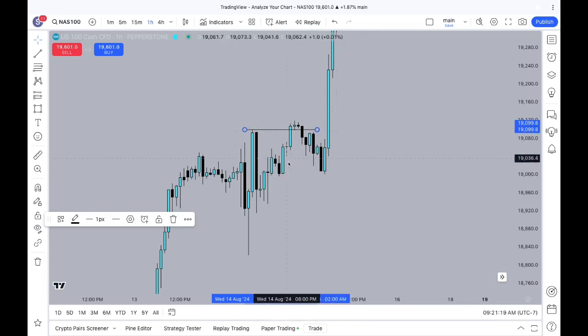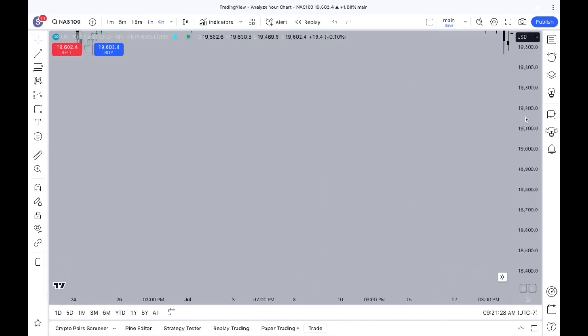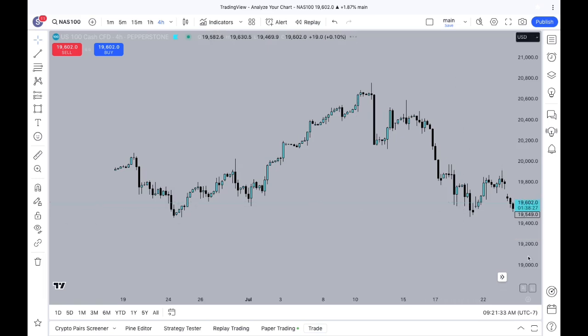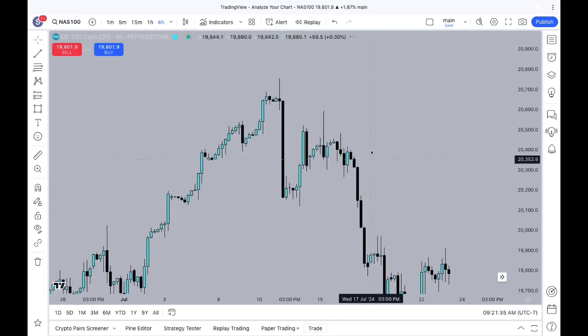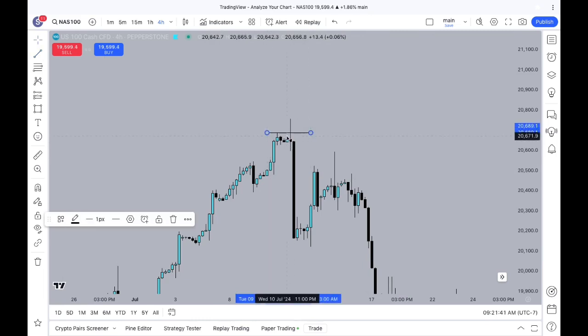So this was more of a displacement. Let's find some on the 4 hour before we jump into displacement. So let's see what we have. Okay, so here we have a manipulation liquidity sweep right here.